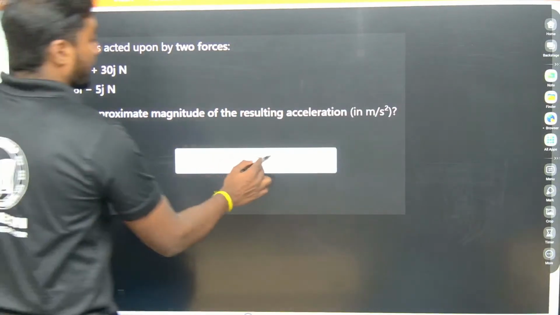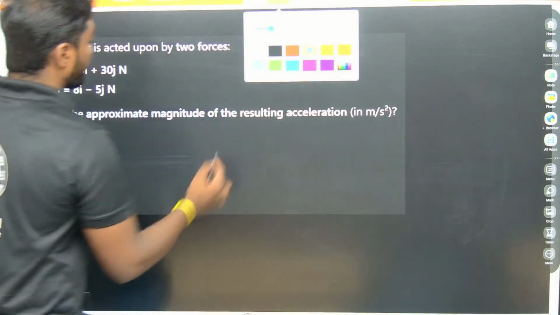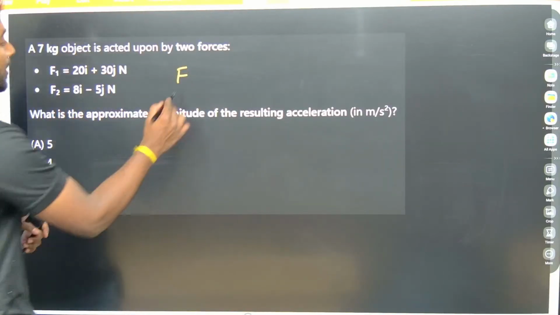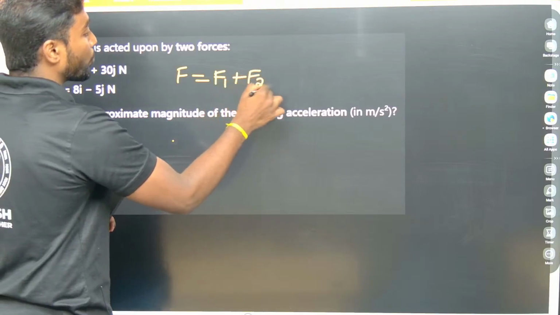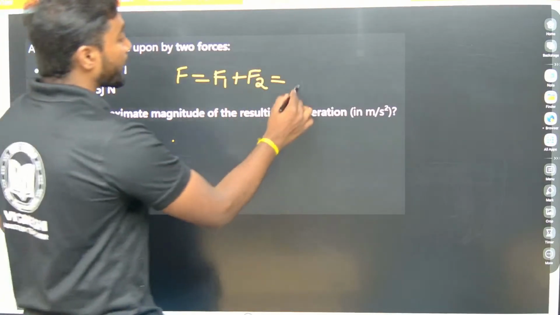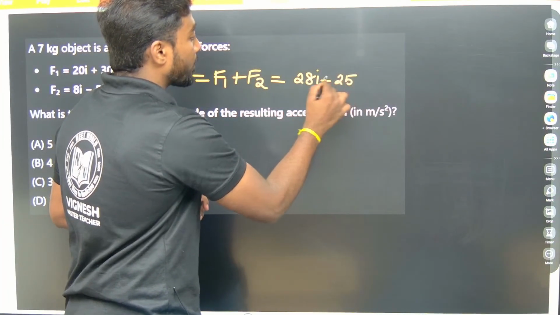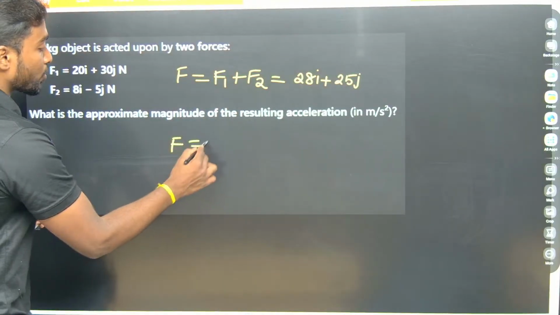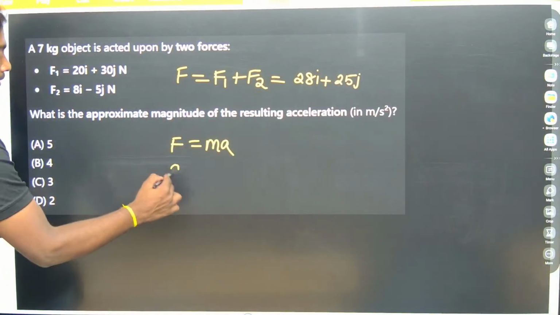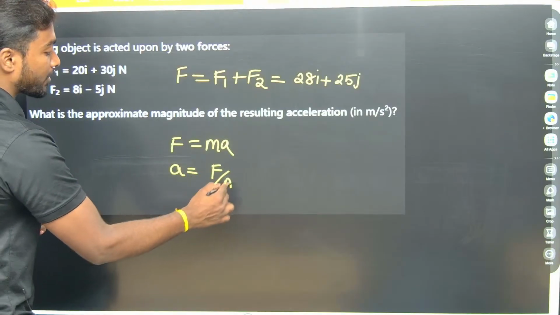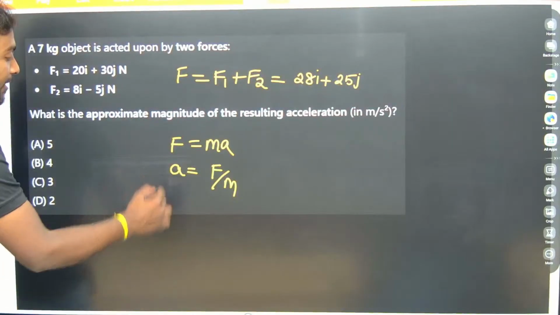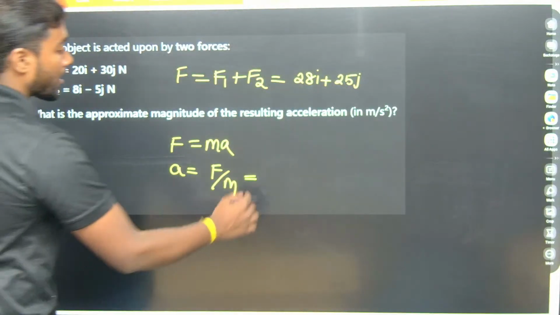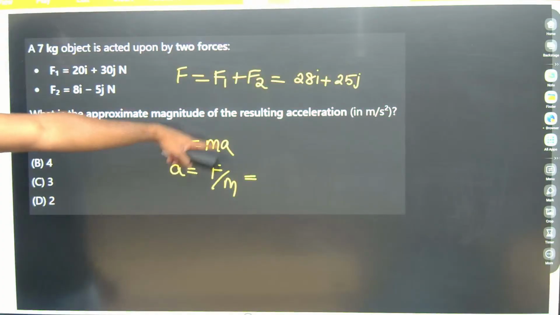Okay, let me write the given terms here. F1 is given: F1 is 20i plus 30j, F2 is 8i minus 5j. So F equals F1 plus F2, where 20i plus 8i is 28i, and 30j minus 5j, which is nothing but 25j, right? Now we know that force equals mass into acceleration, so acceleration equals force by mass. They are asking the magnitude of the resulting acceleration, which means I need to take the magnitude of the force.